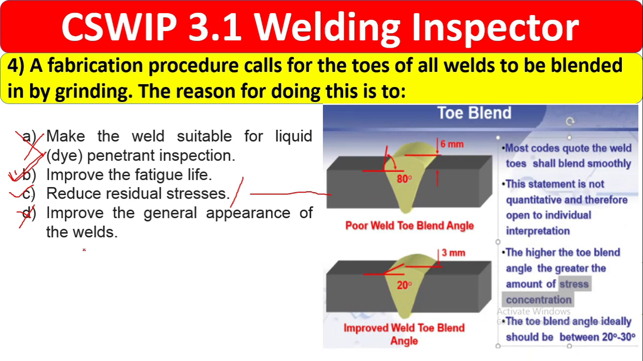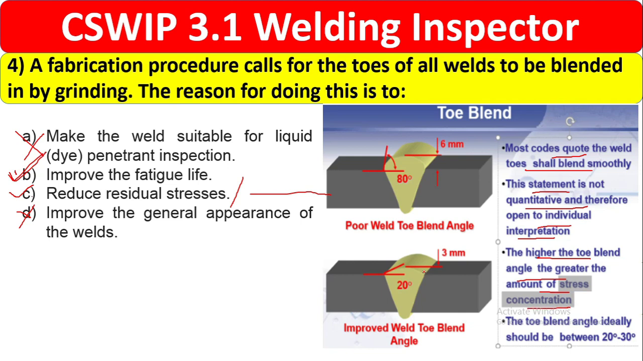So you see here, this is 80°, which means a poor weld toe. You see the 20° means this is the improved weld toe blend angle. Most codes quote that the weld toe shall blend smoothly. This statement is not quantitative and therefore open to individual interpretation, so the interpretation will be different. The higher the toe blend angle, the greater the amount of stress concentration.